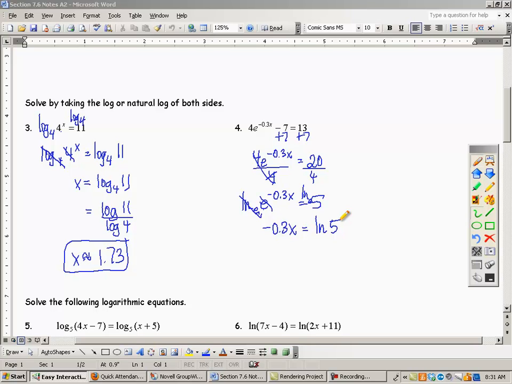Now I'm going to wait to do that one in my calculator until I'm done. How do you get x by itself? Divide by negative 0.3. And now I'm going to say approximately because I'm going to get a decimal. In your calculators, take the natural log of 5 and then divide it by negative 0.3, and you should get about negative 5.36. And again, I'm going to round to 2 decimal places because I think that's the easiest.